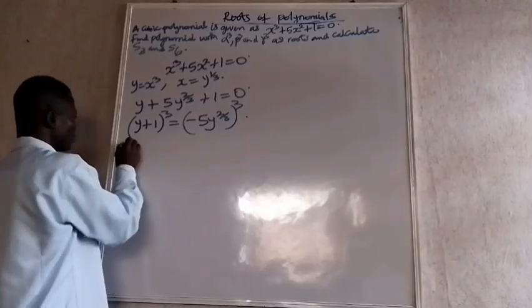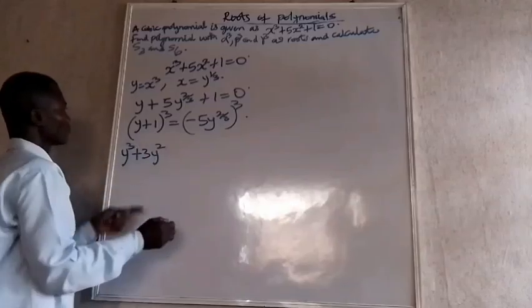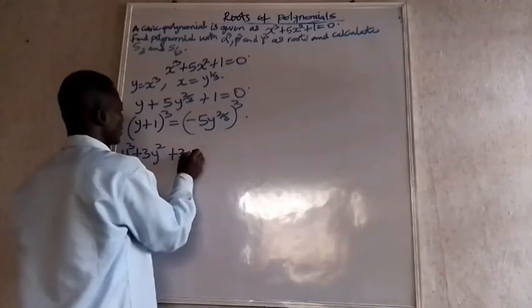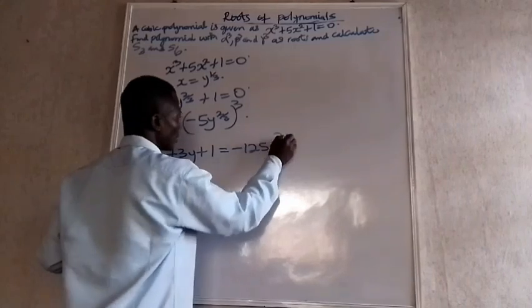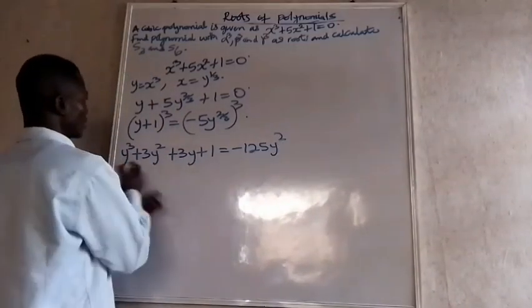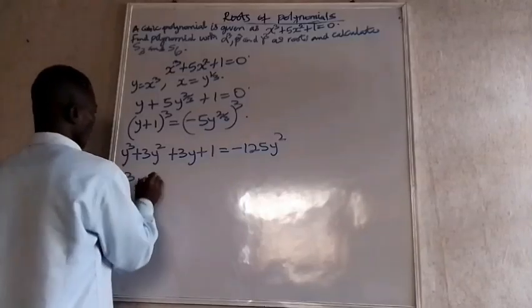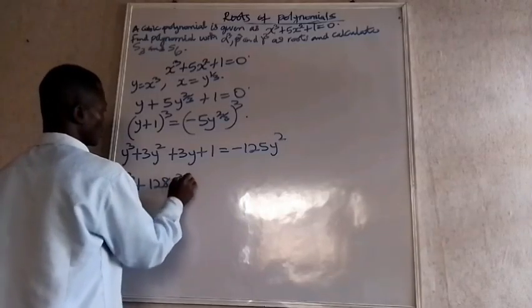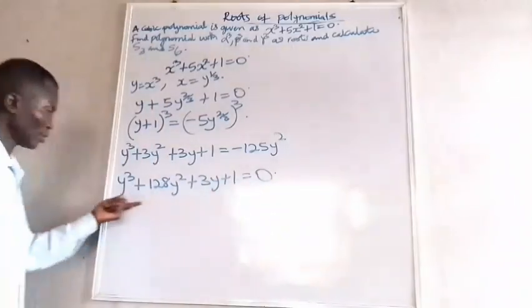This is going to be y cubed plus 3y squared plus 3y plus 1 is equal to minus 125 y squared. Now let's bring everything together. We are going to have y cubed plus 128 y squared plus 3y plus 1 equals 0. So this is the required equation.